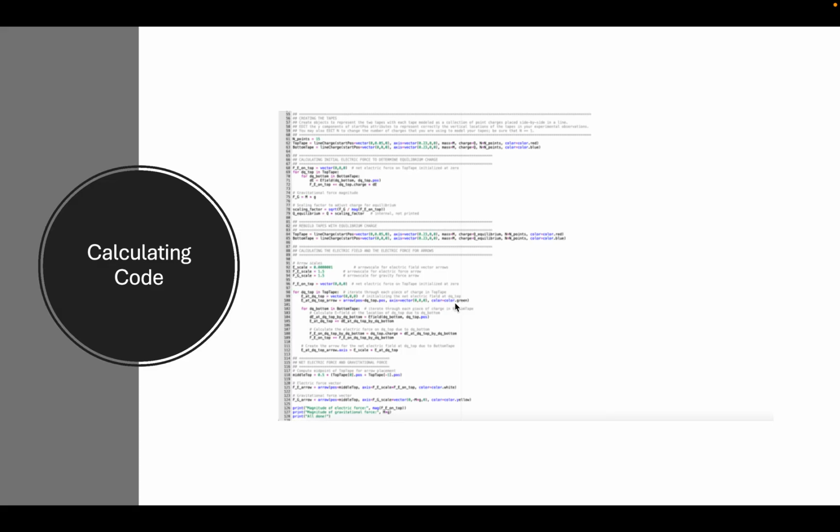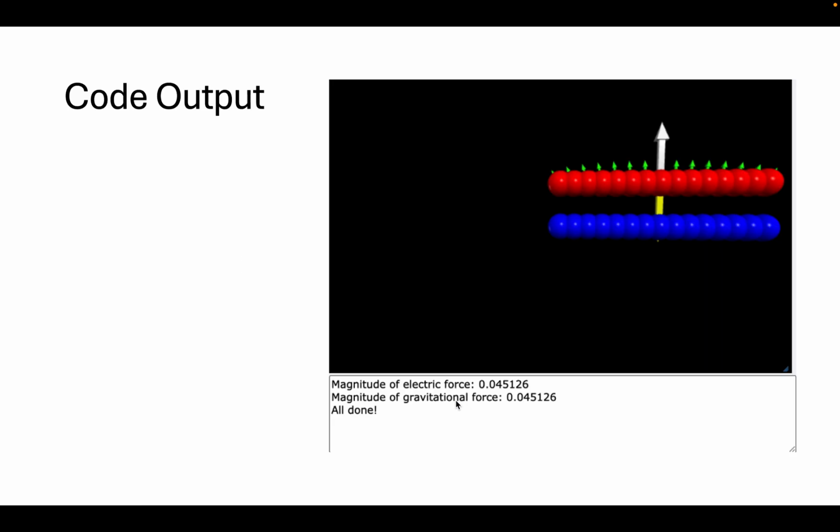Here we have the individual electric fields along each point of the top tape. Here we have the accumulated electric force vector established on this line, and then we have the gravitational force counteracting it. And then here we have the code output.